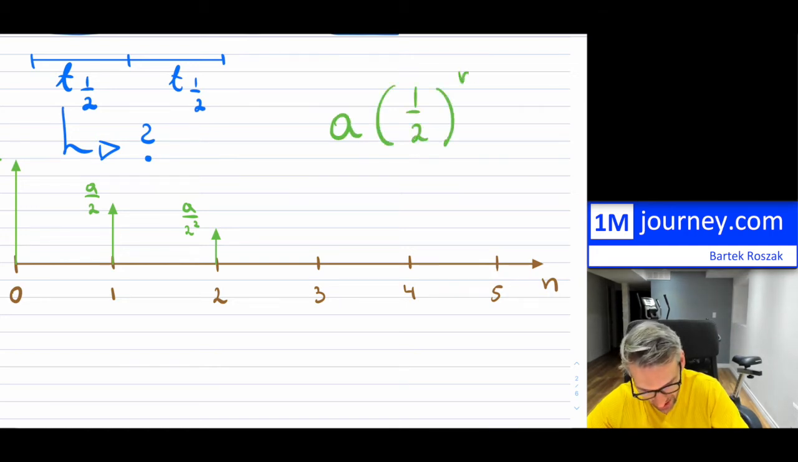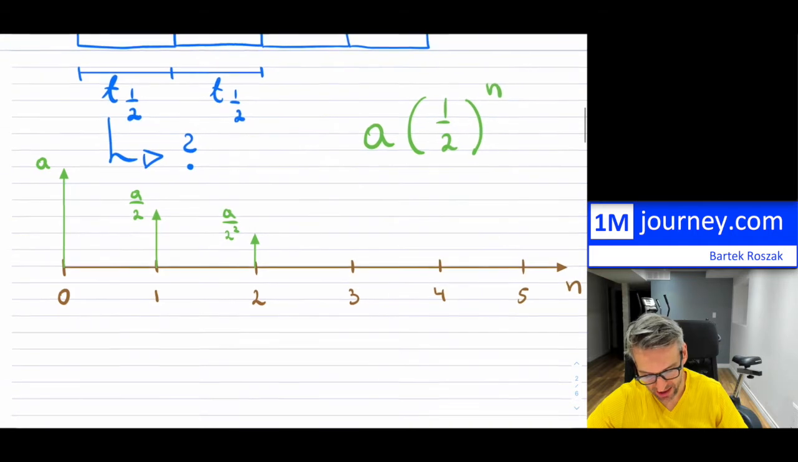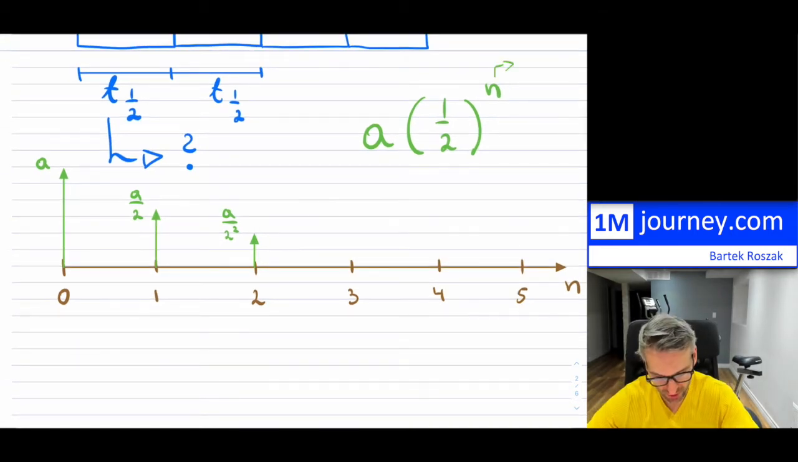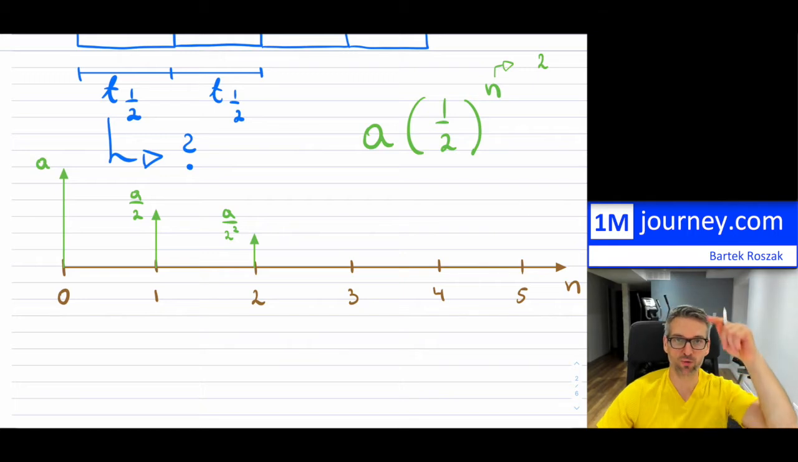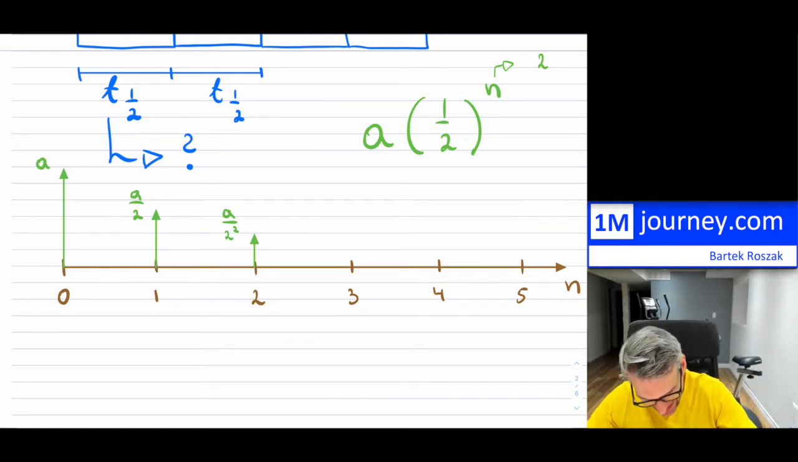So this is 1/2 to the n. Notice when n is equal to 2, then indeed it would have been a multiplied by 1 over 2 squared. So you can halve this continuously and just keep going.